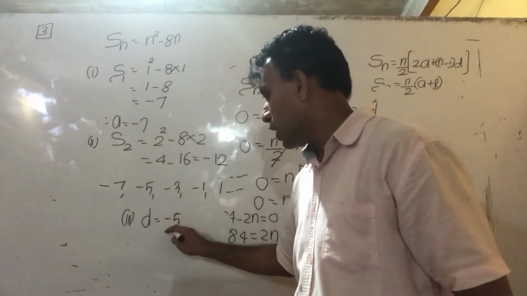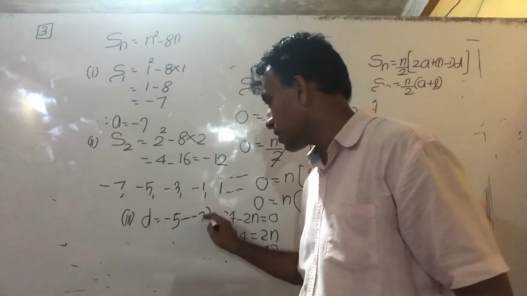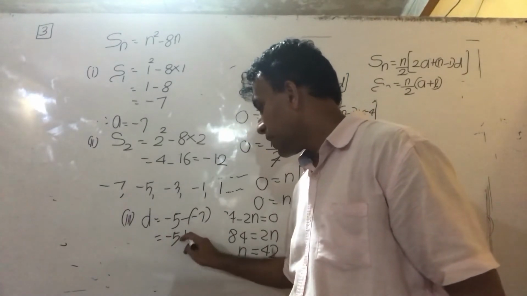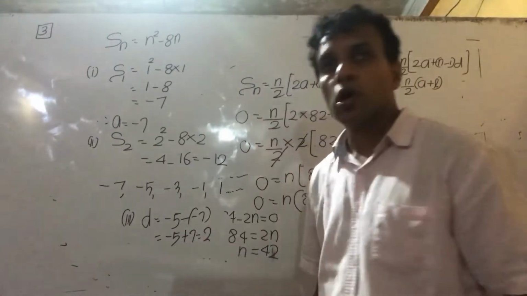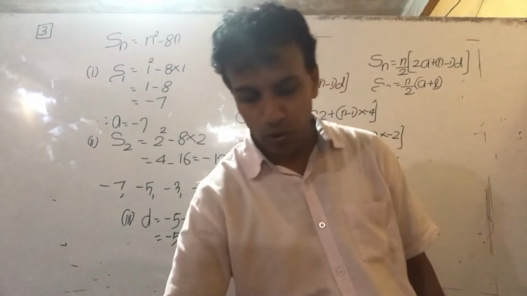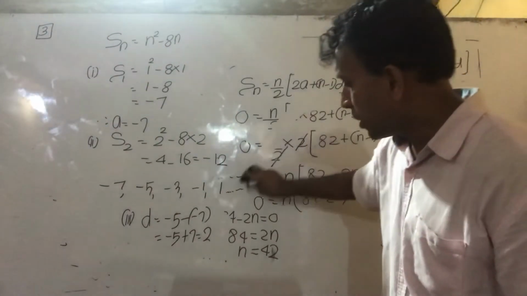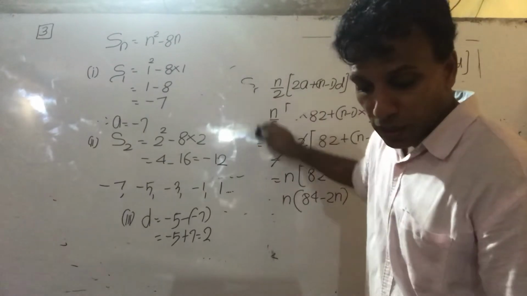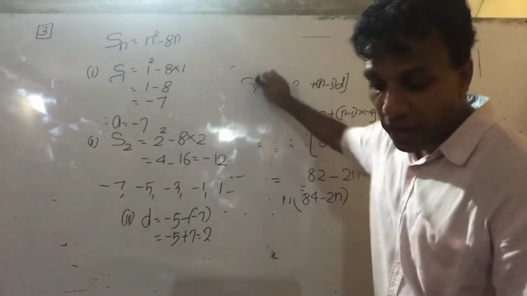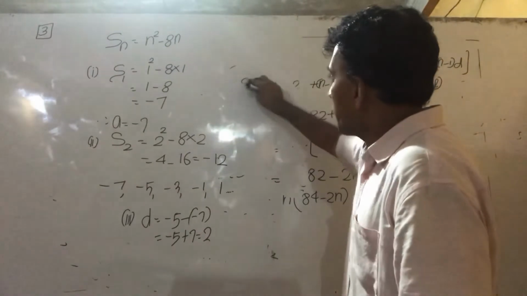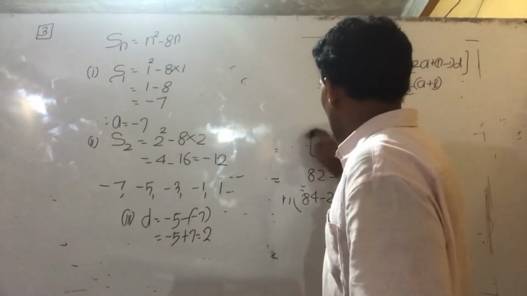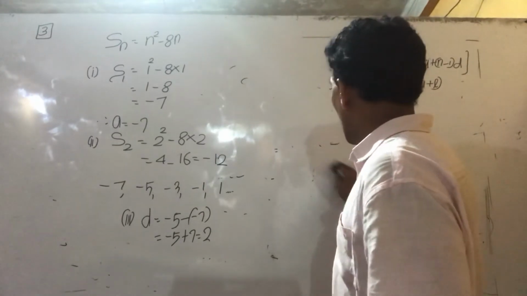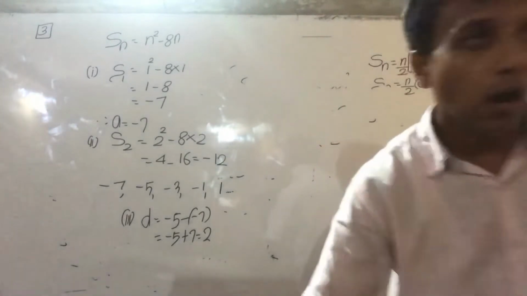Minus 5 subtract minus 7. Otherwise, minus 5 plus 7. Therefore, 2. Common difference is 2. That is also okay. Now the last is the main part that I expect to work here. They ask how many terms are to be added. The sum comes to 180. The summation becomes 180. How many terms are to be added?